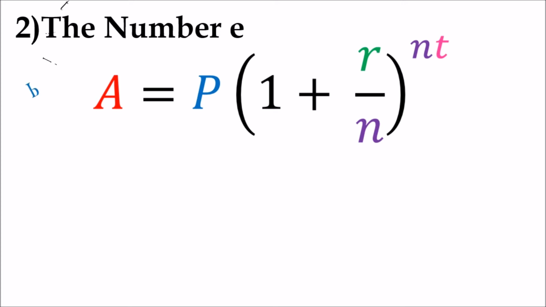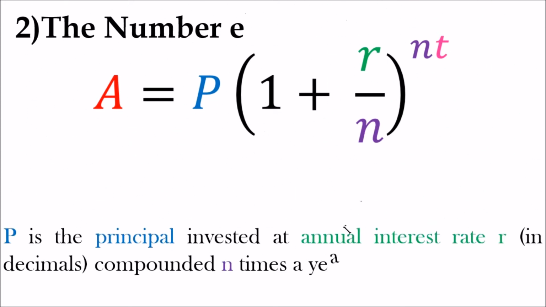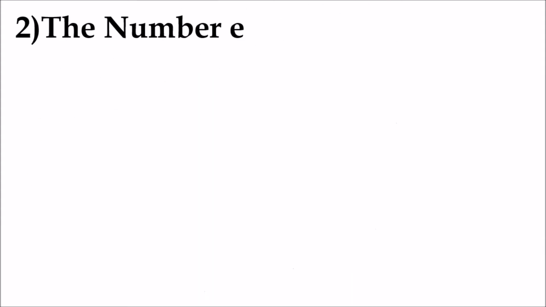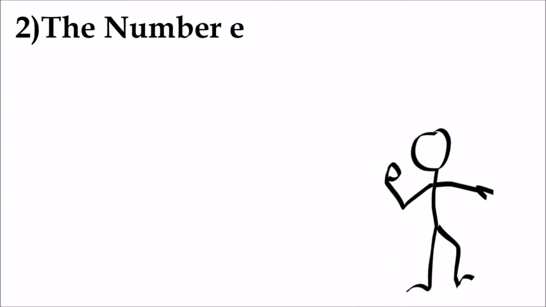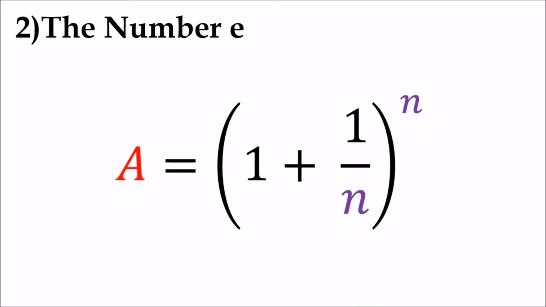In this equation, P is the principal invested at an annual interest rate r, which is in decimals, compounded n times a year. A is the balance in the account after t years. Let's say I invested $1 at 100% interest rate for 1 year, so both t and r are equal to 1. I'll get the following: A equals (1 plus 1 over n) to the power n.